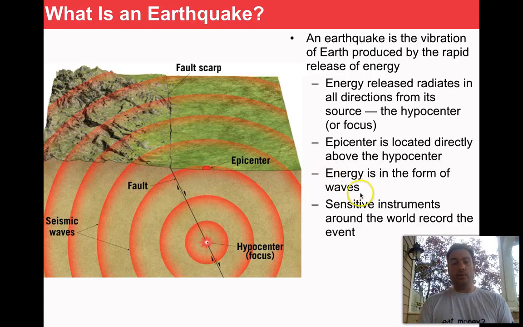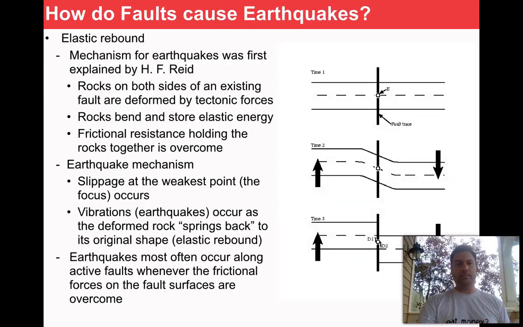The energy is in the form of waves, so we see waves coming out away from there, almost like sound waves. We'll be talking about the different kinds of waves momentarily. And sensitive instruments around the world record the event. So if you're in Paris, or Siberia, or Buenos Aires, you're going to be able to detect a large number of earthquakes on these instruments. These instruments are called seismographs.